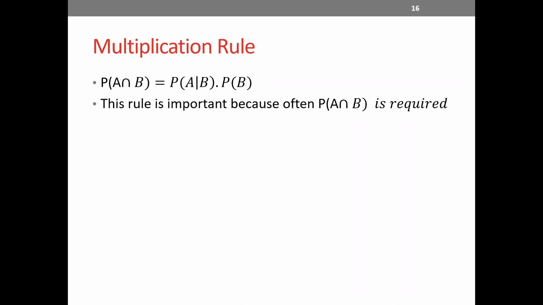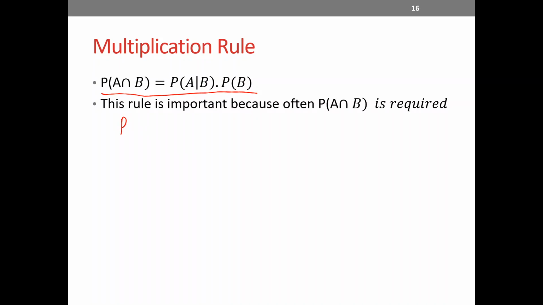Hi, welcome to part 3 of the lecture on conditional probability. In this lecture, we are talking about the multiplication rule. So this is how the multiplication rule is stated, as you can see here. And this is just a rearrangement of the conditional probability formula that we've been talking about.